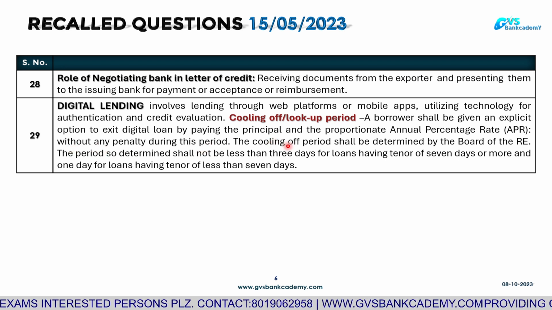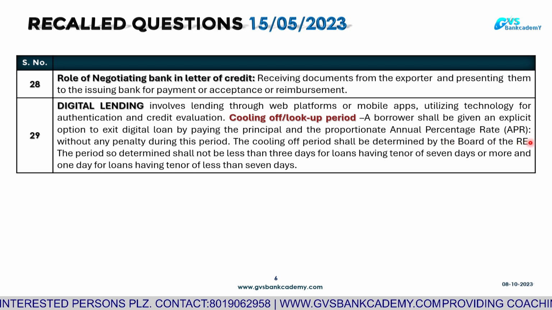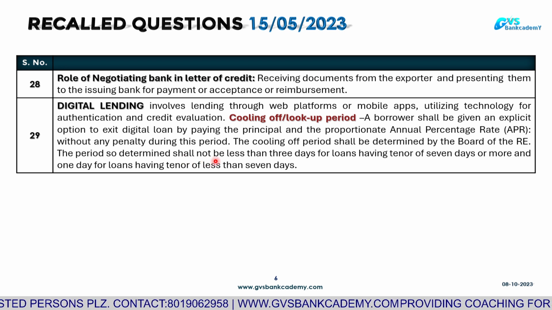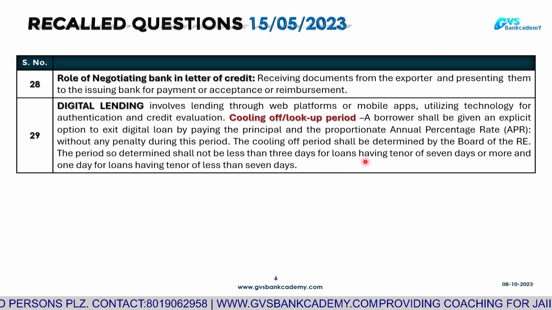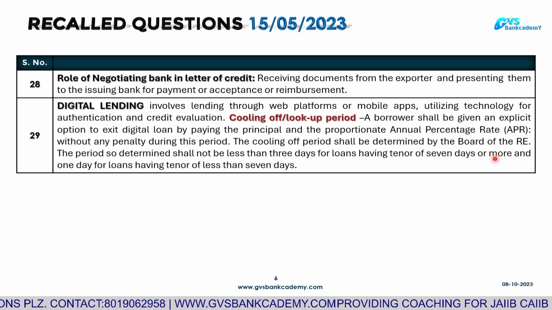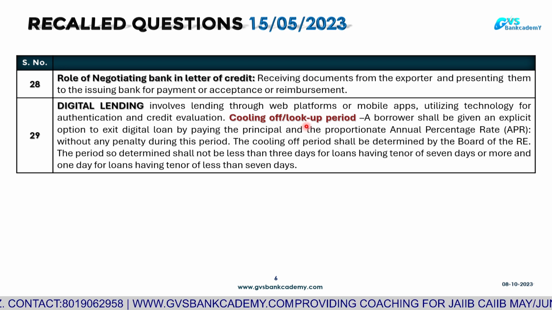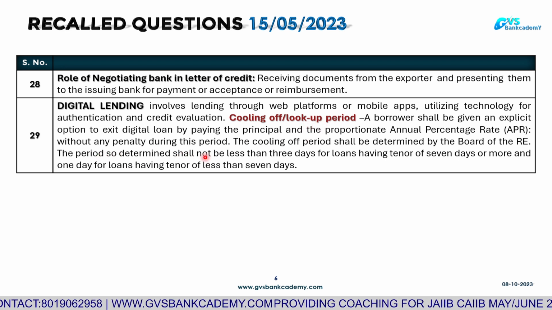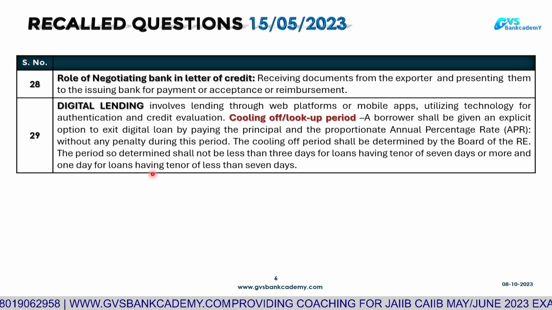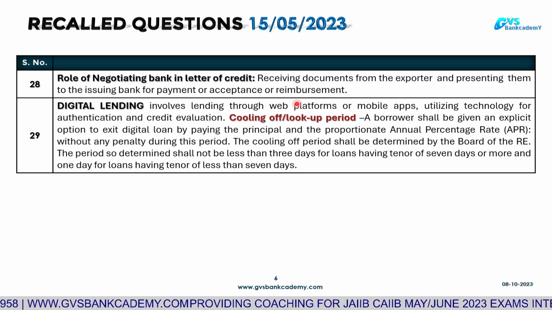The cooling off period shall be determined by the board of the bank, the regulated entity. The period so determined shall not be less than 3 days for loans having a tenor of 7 days or more. If the loan tenor is 7 days or more, the lookup period available to the borrower is 3 days, and 1 day for loans having a tenor of less than 7 days, after sanction.